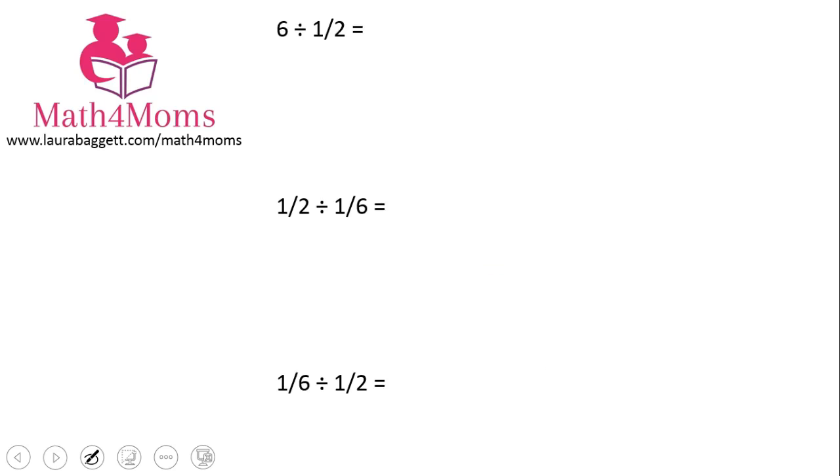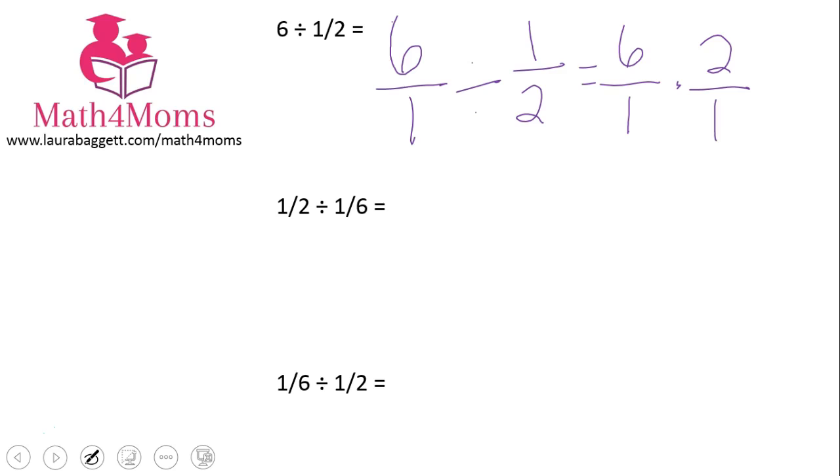Now, how does that relate to the way we usually look at things? So if we have 6 divided by 1/2, we can write this as 6 over 1 divided by 1/2. And we know that we can solve this as 6 divided by 1 times 2 over 1. We always invert or flip the second one and multiply. I'm going to cover in another video why we flip and then multiply. But for this video, we're just talking about how to do it.